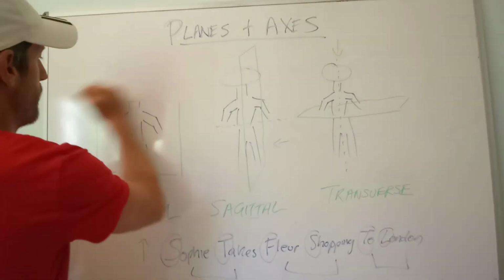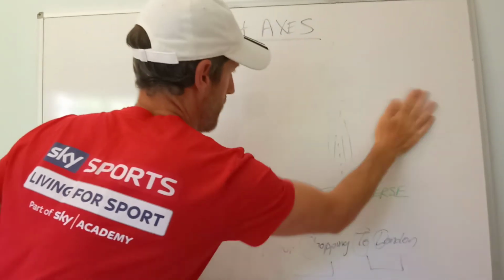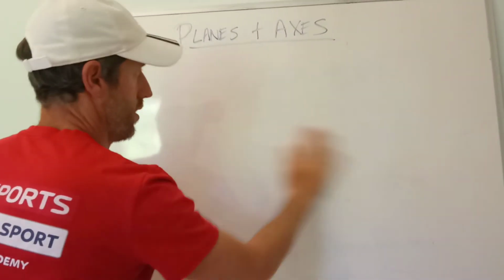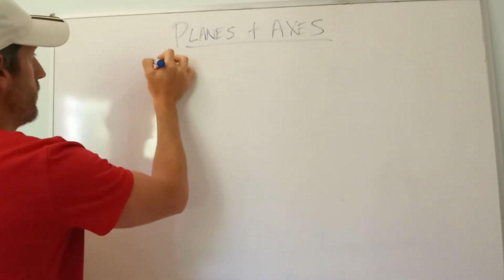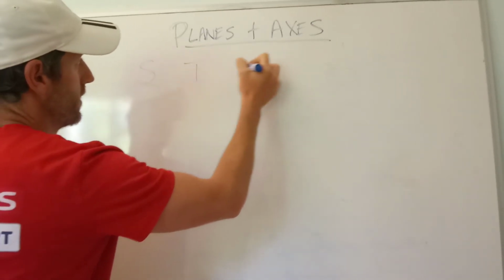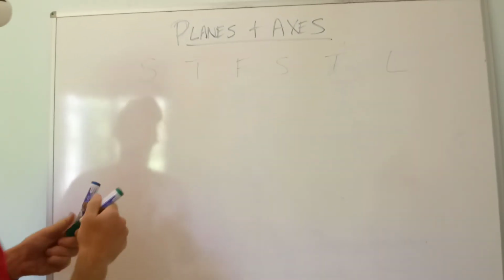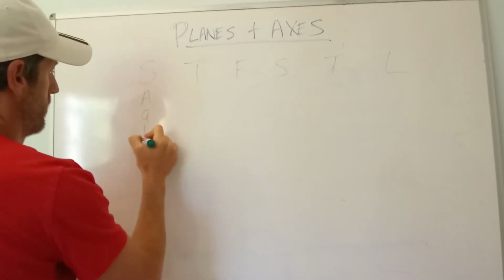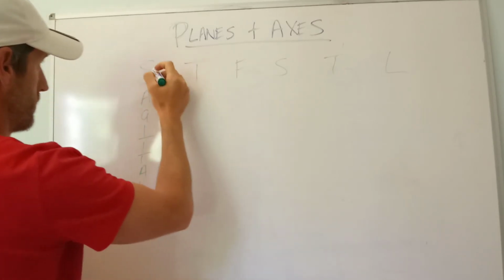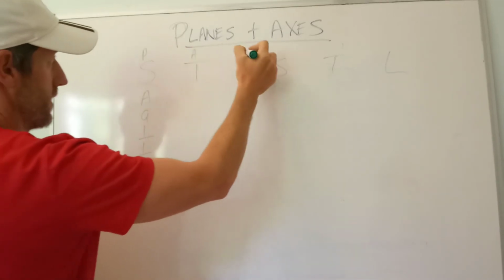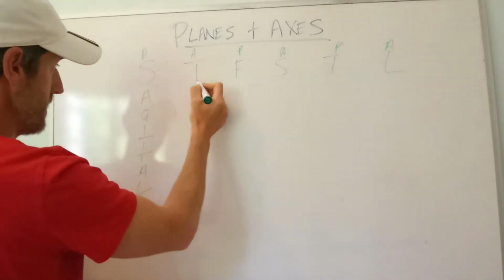Okay, so let's put this all together and have a look at how they pair up. So remember, we've got Sophie takes Fleur shopping to London. So these two, we've got sagittal and we've got transverse. So that's the plane, that's the axis. That's the plane, that's the axis. That's the plane, that's the axis. So the next one is T is transverse.